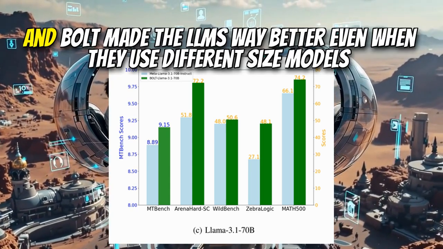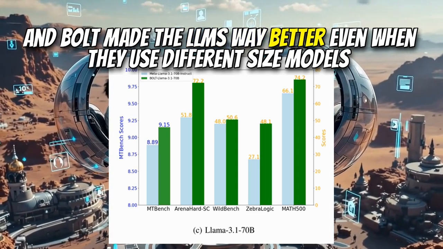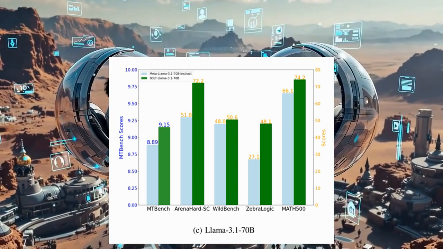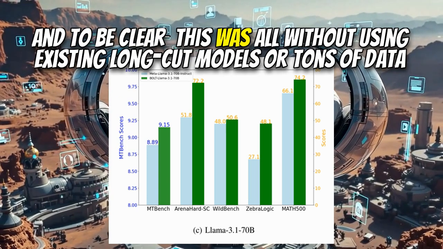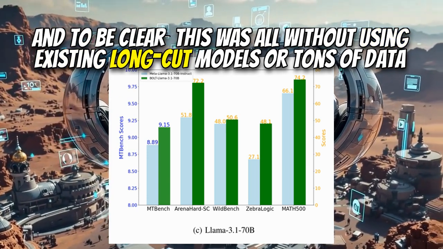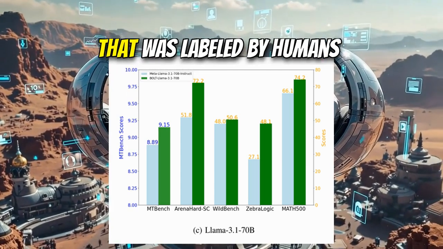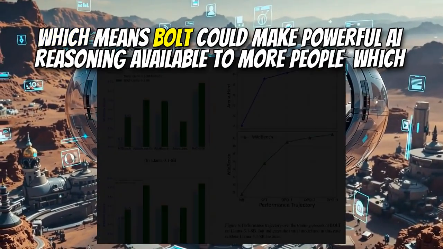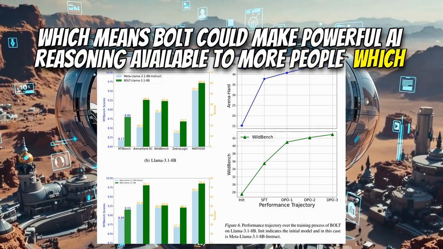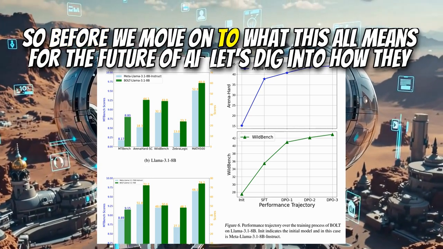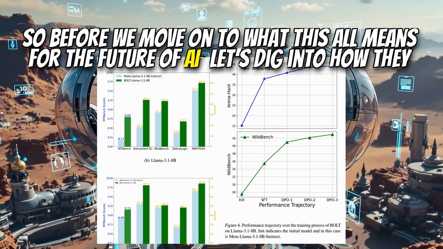They did. And Bolt made the LLMs way better even when they use different size models. So it looks like it's a solid method that works in a lot of situations. And to be clear, this was all without using existing LongCoT models or tons of data that was labeled by humans. That's right. Which means Bolt could make powerful AI reasoning available to more people, which could have a big impact.